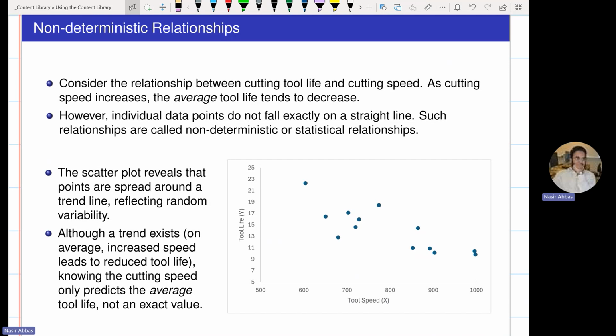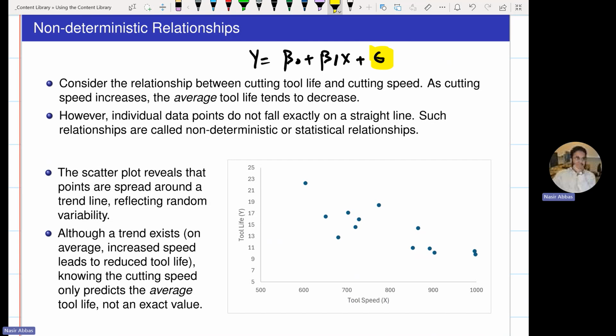If I tell you the speed of a tool, can you tell me the exact life of that tool? But you can give me more or less a rough idea about that, right? Subject to some error. So these kinds of relationships are called statistical relationships. We call them non-deterministic relationships. And the difference between the deterministic and non-deterministic relationship is just a very small difference. That difference is this term. For the deterministic part, you had y equals beta naught plus beta 1 x without error.